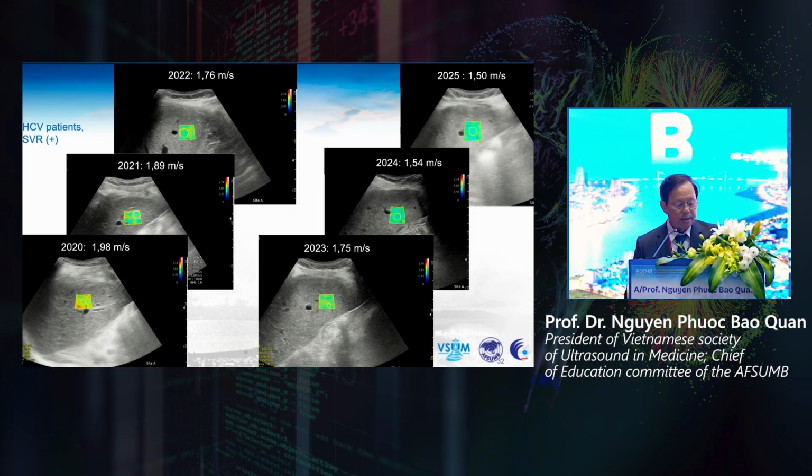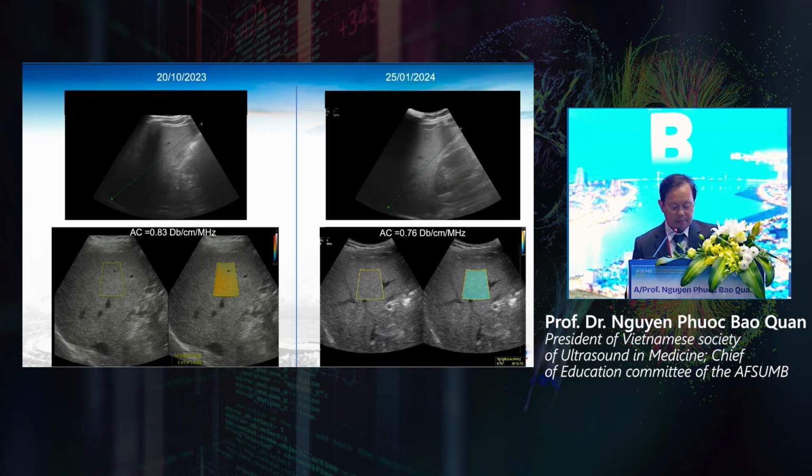In this case, I followed up this patient from 2020. This patient has hepatitis C, and he obtained a sustained virologic response. After follow up of 5 years, until now, 2025, the patient has F2 only. In the beginning of the treatment, he was diagnosed F3, F4 with 1.98 meters per second, corresponding to F4.